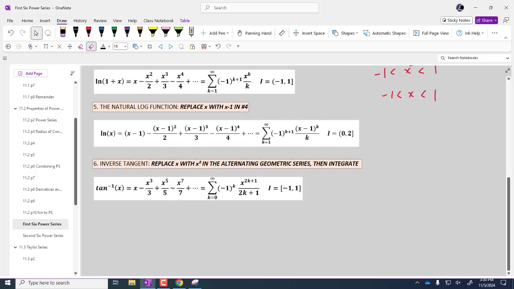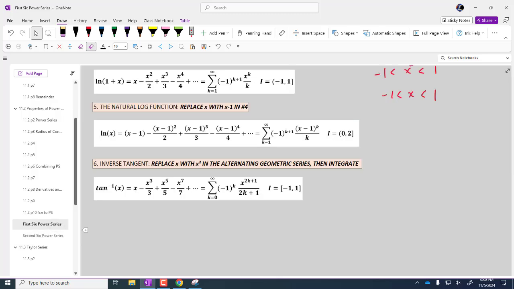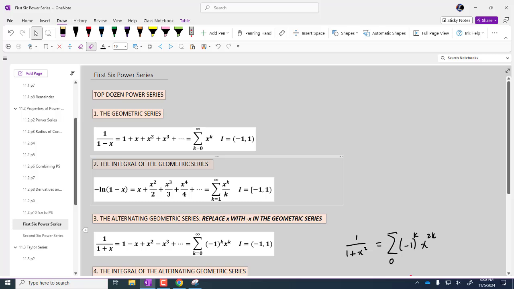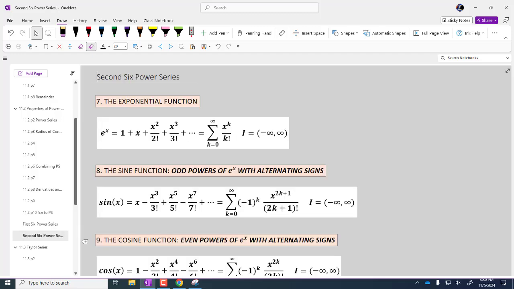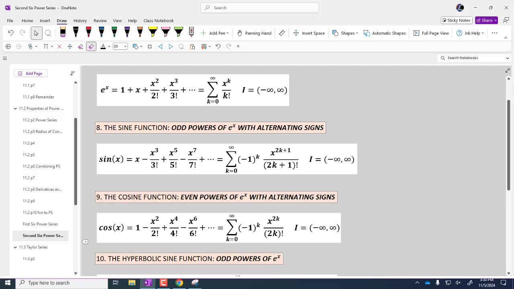And then there's arctan. While we're looking at these, let's just look at the next 6. So the first 6 are totally based on the geometric series. You already know that power series. It's what we did in the last chapter. The next 6 are based on the exponential function. There's the power series for the exponential function. Second most important power series.